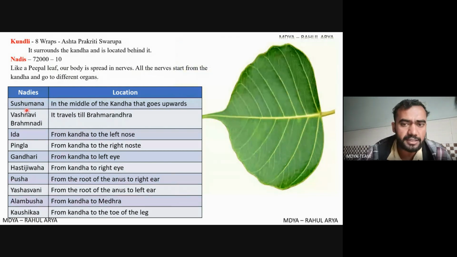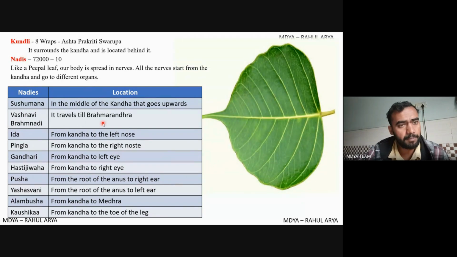So he is explaining 10 nadis here. Susumna is in the middle of the kandha and goes upwards. It is very, very important because it helps in Kundalini awakening. Kundalini follows this nadi for liberation. Yes, important here. The next nadi is the Vaishnavi Brahmanadi. It travels till Brahmarandra.